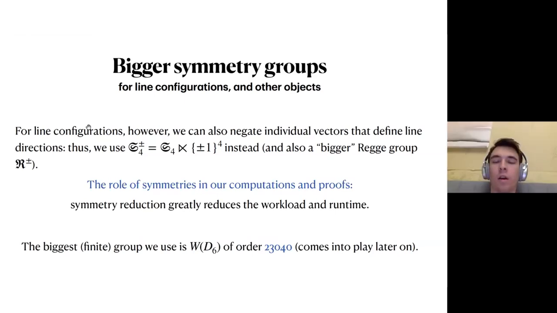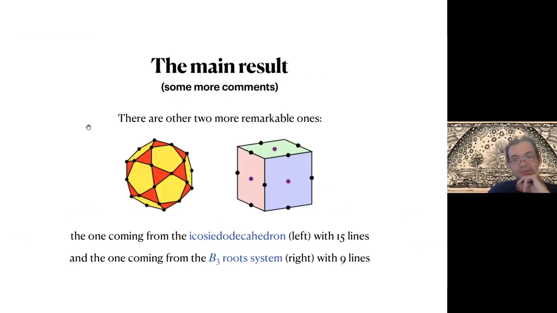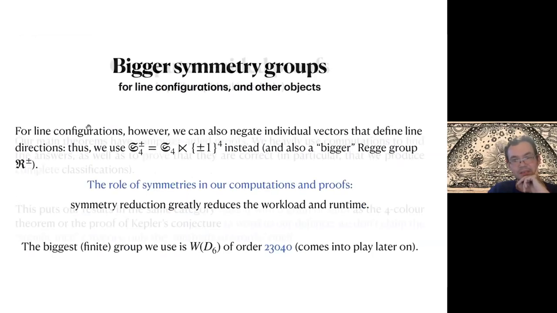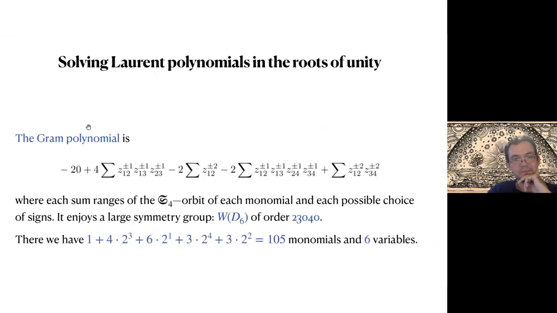Okay. Yeah. So we have to use it exactly because this polynomial here, the Gram polynomial, has this symmetry. Yes. So it has a lot of symmetries, some of which are somehow explained by geometry, and some are explained by Regi symmetries.